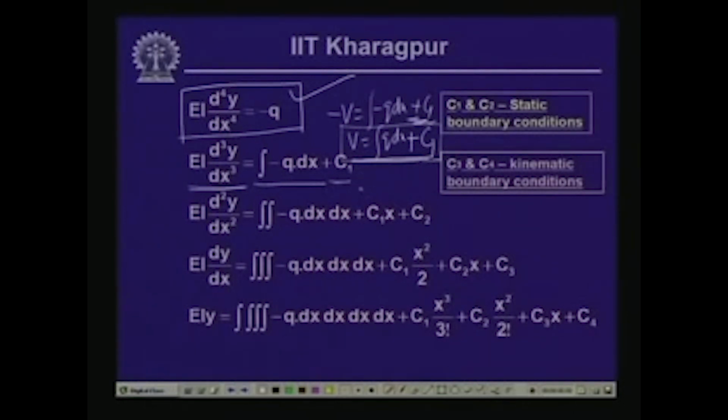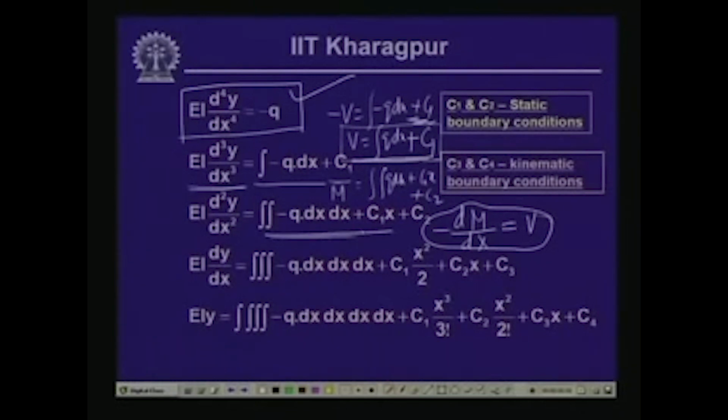Subsequently, we have seen that the derivative of the moment is equal to the shear, so V equals minus dM dx. If we compute from this expression, we can get M as the double integral of q dx plus c1 x plus c2, and this is our moment EI d2y dx2. Hence this set of equations represents the equilibrium of the beam segment, and further integration gives us the slope and the corresponding deflection.